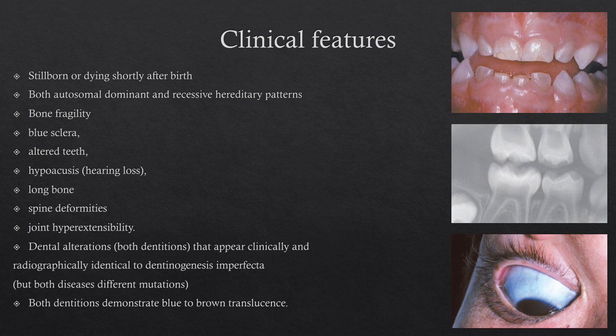On the right, we can see that there is a brownish tinge in the dentin that is seen in the teeth, and in the radiographic changes we can see that there is increased pulpal space, and both dentitions, that is primary and the permanent dentition, show blue to brown translucency of the dentin.